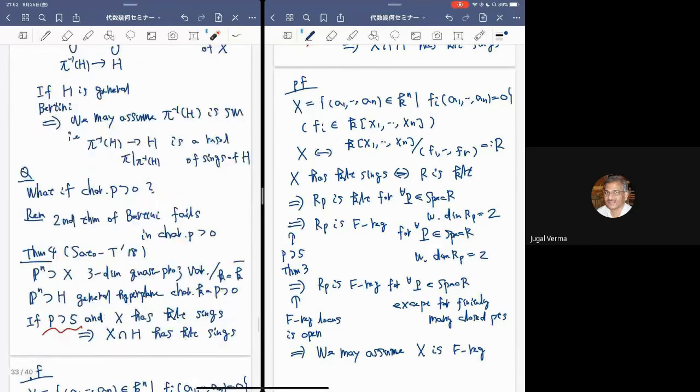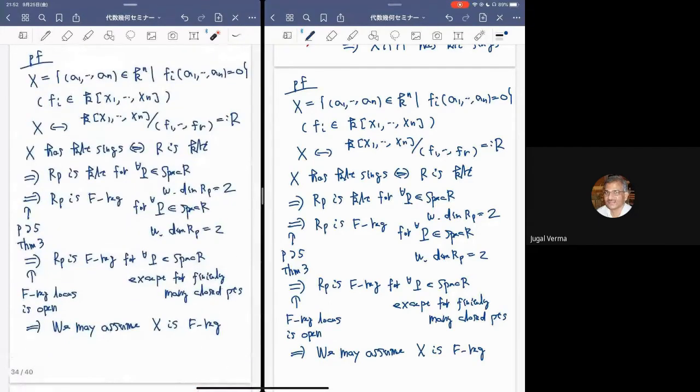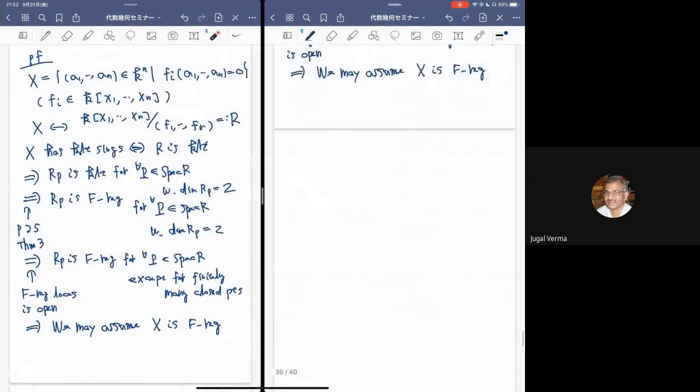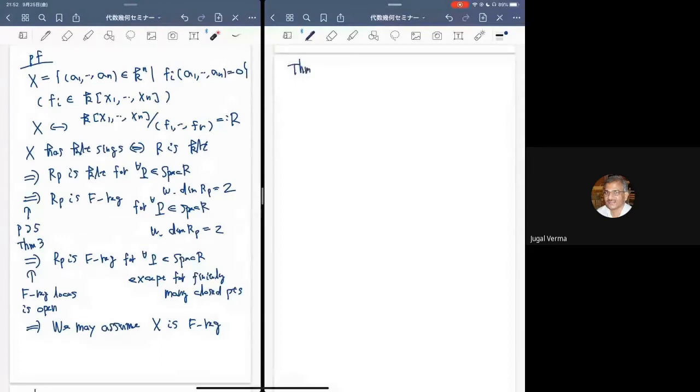Here we use the result of Karl Schwede and Wenliang Zhang, Schwede and Zhang, 2013.